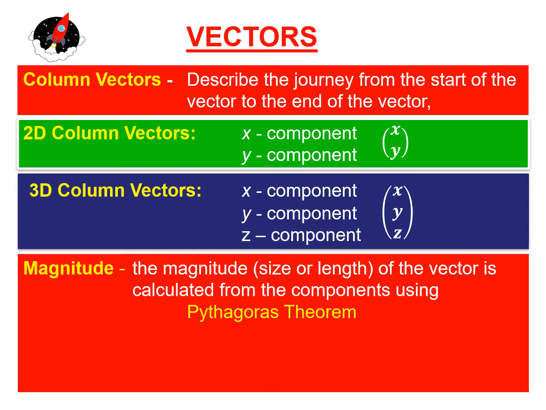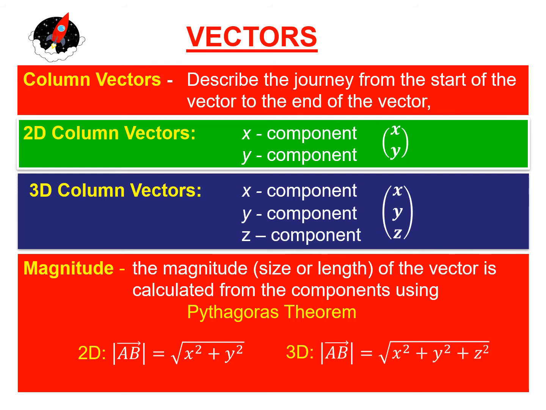Now, using these components, we can then calculate the magnitude or the size or length of the vector, and it's just using Pythagoras' theorem. So that's your version for 2 dimensions, and that's your version for 3 dimensions.